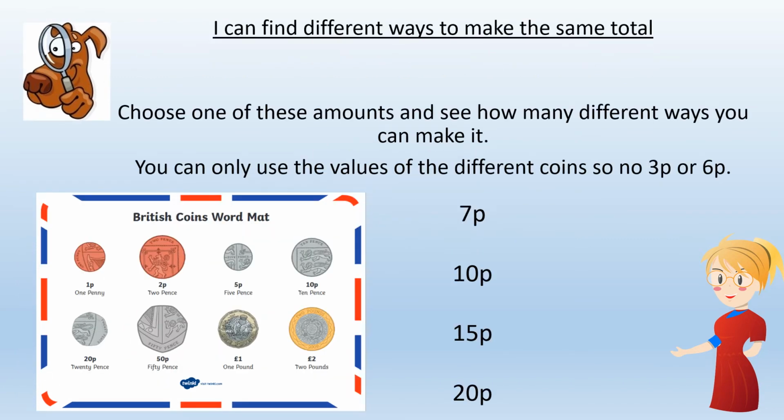For your job today, I would like you to choose one of the amounts below and see how many different ways you can make it. Remember, you can only use the values of the different coins, so no 3p or 6p coins. You can choose from 7p, 10p, 15p or 20p. You can do as many of these as you like. There is also a chili challenge on the next slide.